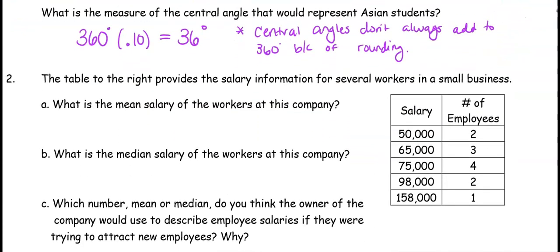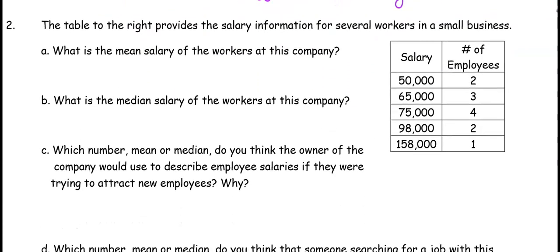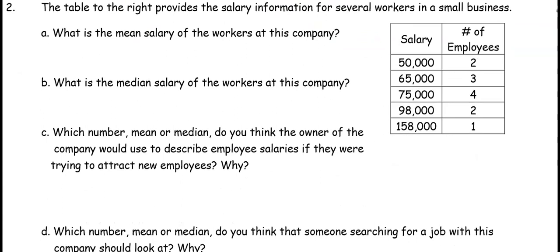All right, so that was a review of how to use our pie chart and answer questions. Next, the table to the right provides the salary information for several workers in a small business. What is the mean salary of the workers at this company? Now remember, you can do this by hand, or you can do it in your calculator. If you're going to do it by hand, you multiply across.